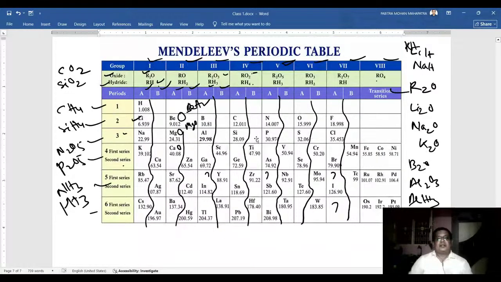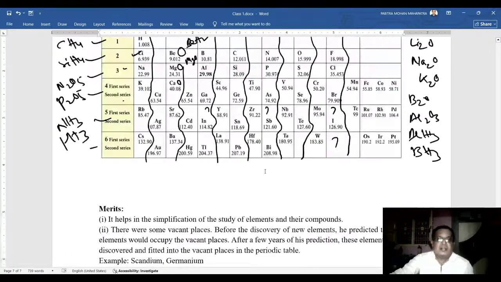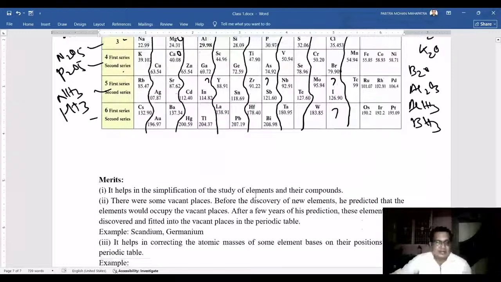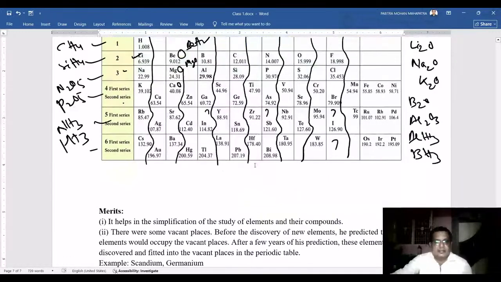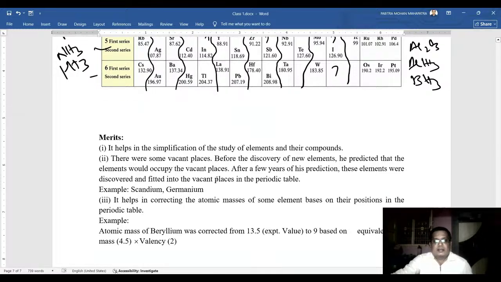After presenting the periodic table, Mendeleev saw that some vacant places were present in his periodic table. In future, these vacant spaces would be covered by new elements. He gave the prediction, and after a few years the new elements were discovered and the vacant spaces were filled. So when Mendeleev presented the periodic table, he already predicted that new elements would be discovered and the vacant places would be filled.